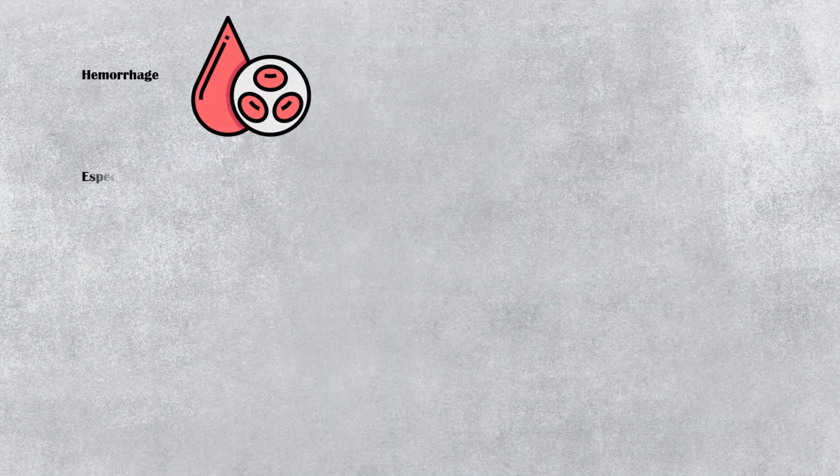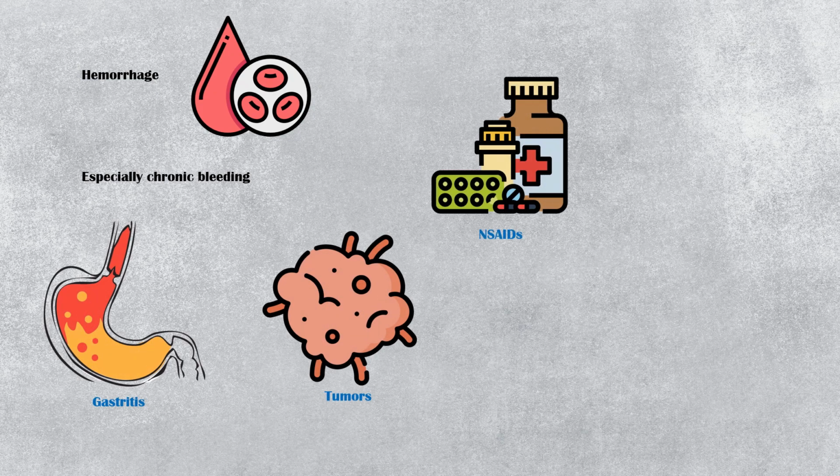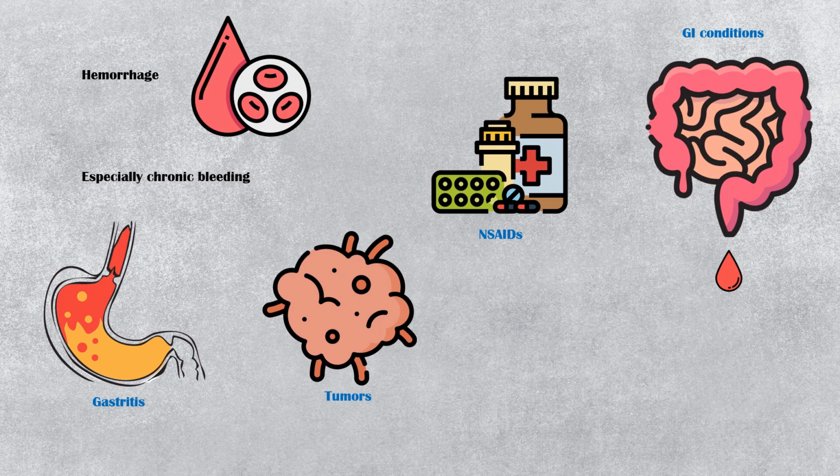Another important cause of iron deficiency is hemorrhage, especially chronic bleeding. Some of the conditions causing chronic bleeding include gastritis, tumors, especially malignant ones, long-term use of non-steroidal anti-inflammatory drugs such as aspirin, and gastrointestinal conditions such as Crohn's disease and hemorrhoids.